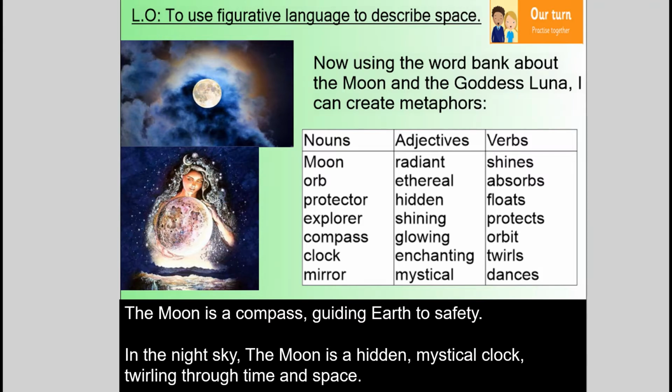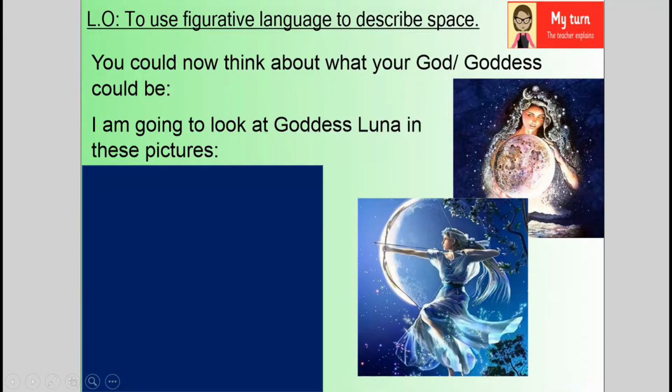So like I did for the first one, the moon is a compass. What do compasses do? They guide people, so it could be guiding Earth to safety. So have a think about that when you're writing your metaphors, about how you could expand on it, make it more interesting. Okay, so now I want to think about what your god or goddess could be.